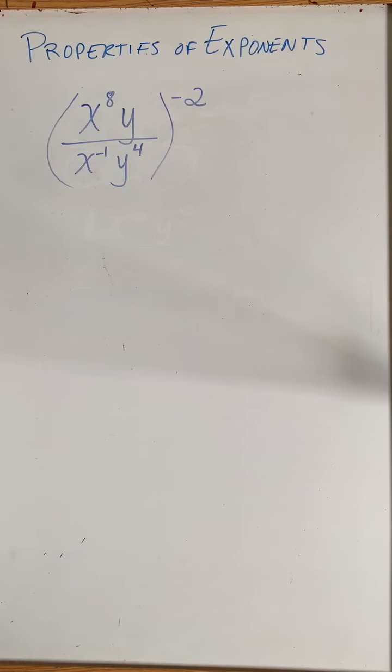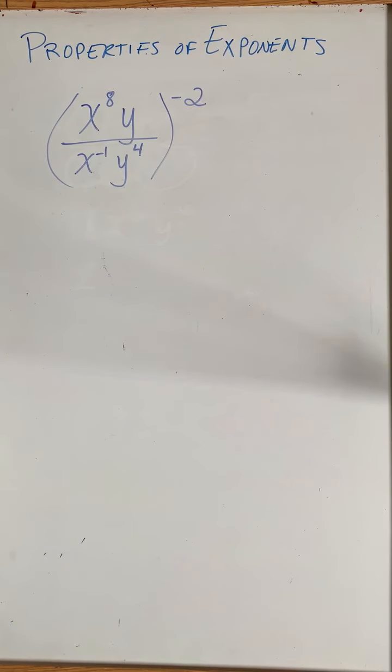Okay, so let's suppose we have x to the 8th y divided by x to the negative 1st, y to the 4th, all to the negative 2nd. So again, if you want to try it, hit pause here and give yourself an opportunity to try and solve this one on your own, and then see if you get the same answer that I'm going to get when we do it together.